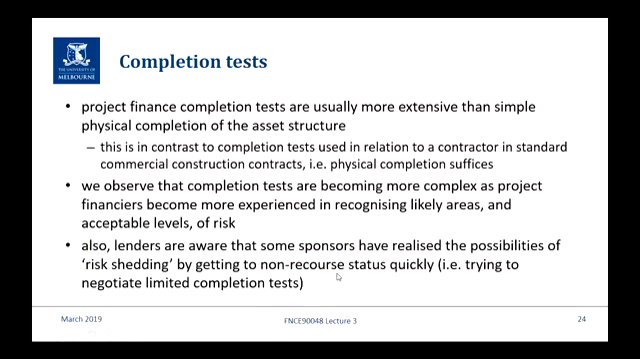The other element of this is that sponsors have also become a little bit more sophisticated. If a sponsor is negotiating with a relatively inexperienced lender, what they try to do is negotiate very limited completion tests by saying, okay, completion is when we finish the building, construction. And if the lender's unsophisticated, they might say, that sounds fair, that's what always happens. The sponsors try to shed their risk by getting to non-recourse as quickly as possible.